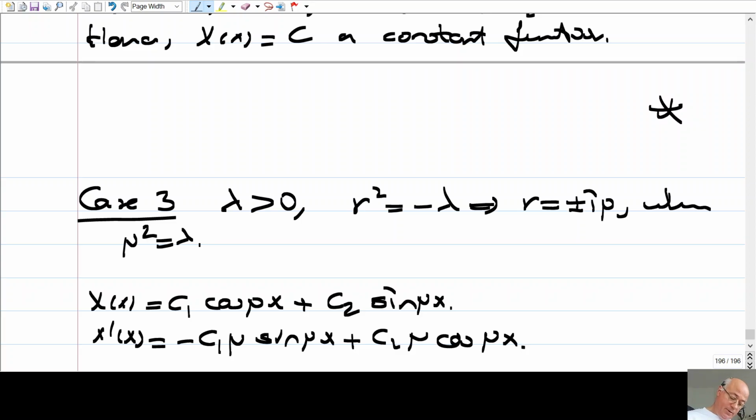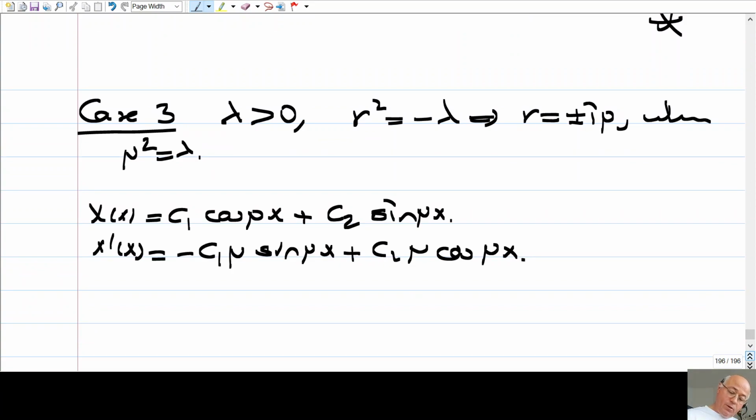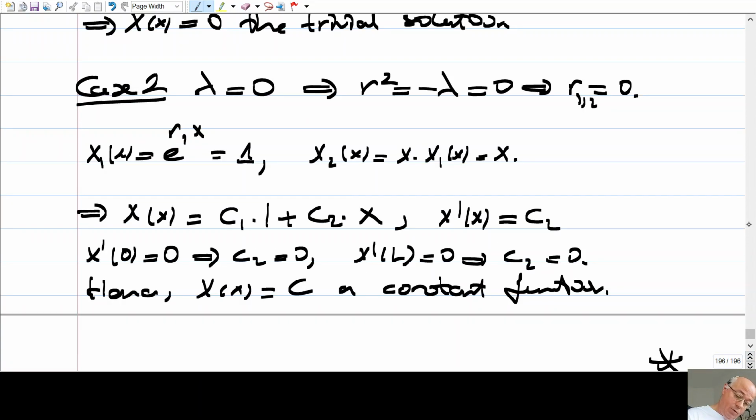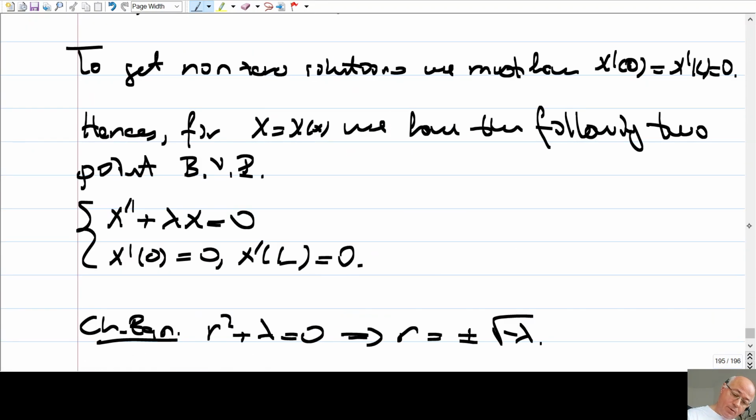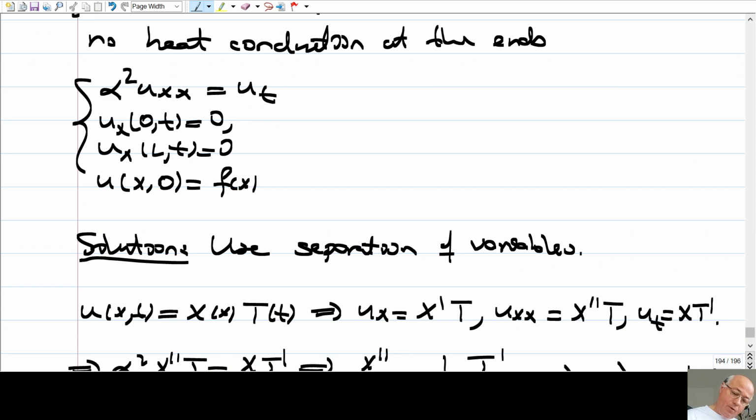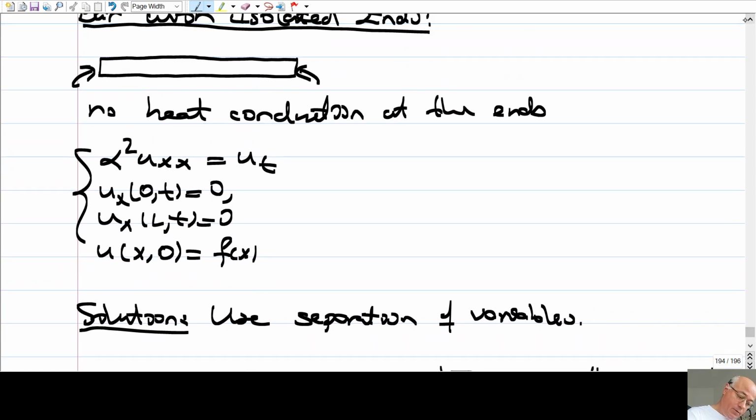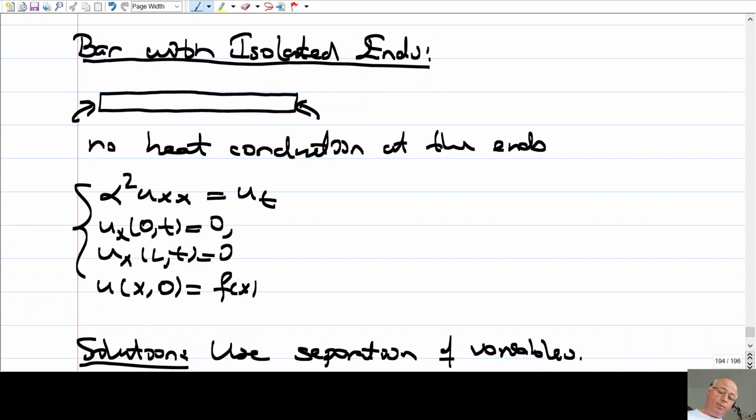All right, so let's continue. We had the isolated ends problem, right? So it was this. We have this equation, a boundary value problem, where the ends of the bar are isolated so that there is no heat conduction, and the mathematical expression that corresponds to that is this one. The x derivative at the ends is 0 at all times.